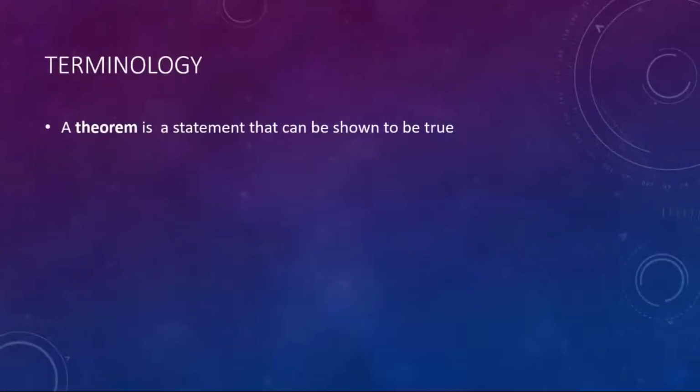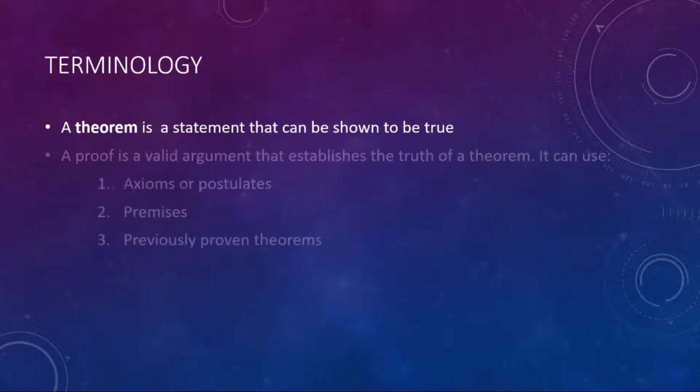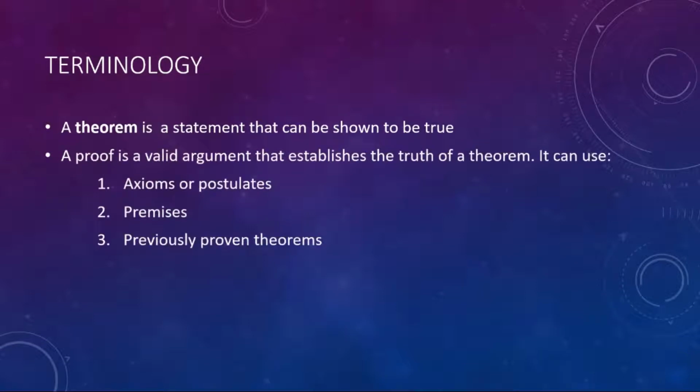Some terminology to get out of the way. A theorem is a statement that can be shown to be true. So what we're going to be doing in this section is making theorems and then using proofs to show that they are true. A proof is a valid argument that establishes the truth of a theorem. To do so, it has a couple tools that we'll be using.